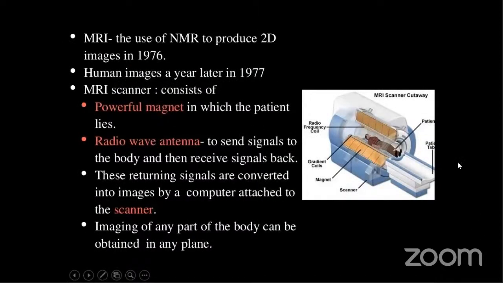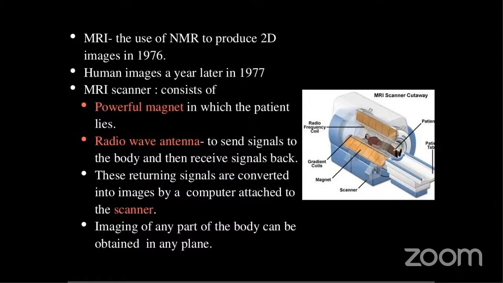So MRI produces 2D images. This is history again. Human images were formed a year later, that is in 1977. So the MRI scanner has a powerful magnet. Now we have around 1.5 Tesla to 3 Tesla. It is disproportionately huge compared to the Earth's magnetic field. You guys might have heard this, it is enough to lift a car up. That is the strength of the magnetic field that we are providing.